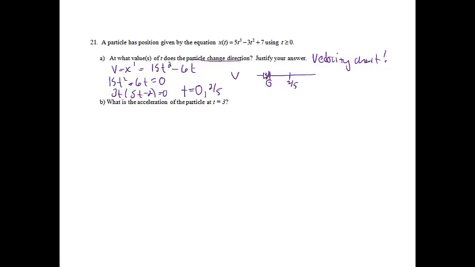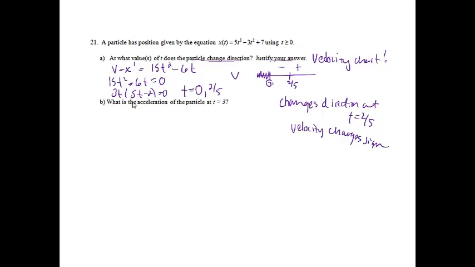I'm going to scribble off this left side because we don't have a time that's less than 0. If I pick 1/5, which would be between 0 and 2/5, I'm going to get a negative velocity. And if I pick a number bigger than 2/5, such as 1, I will get a positive velocity. So where does the particle change direction? It is changing direction at t equals 2/5. And the reason for that, it does say to justify your answer, was because velocity changes sign.